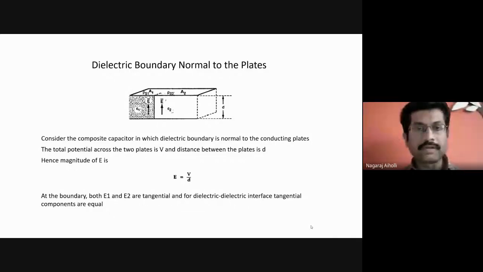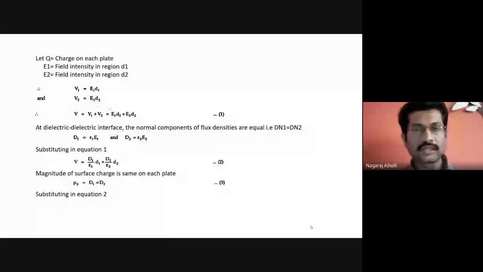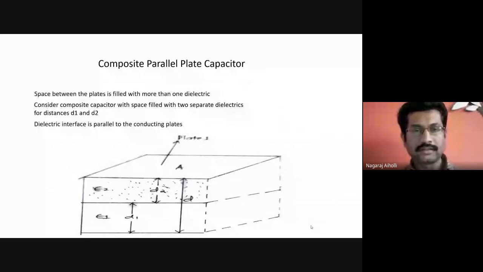In the previous class, we stopped at the topic of composite parallel plate capacitor. This was the discussion at the end of the previous class, and we arrived at the equation for the composite parallel plate capacitor: the effective or total capacitance C is equal to E divided by D1 by epsilon 1 plus D2 by epsilon 2 plus D3 by epsilon 3 and so on up till Dn by epsilon n. This was the derivation.